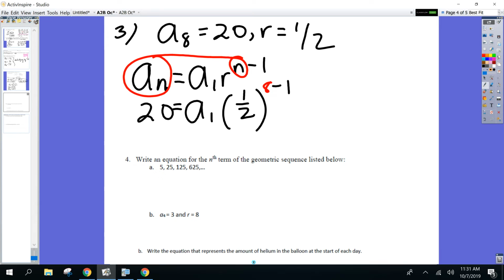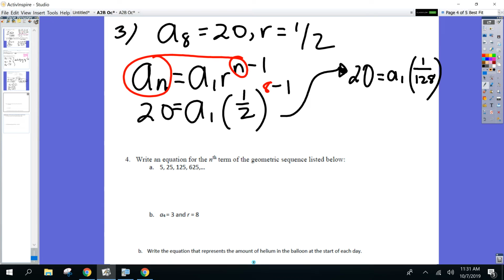All right, we got a little algebra to do. 20 equals A1 times 1/2 to the 7th. Try to leave it as a fraction for me. I'm not a big fan of the sloppy old decimals, but if that's what you have, that's what I'll take. Jenna? 1/128. Okay. If you left the decimal, you left the decimal. I don't care. All right, how do I get A1 by itself now?